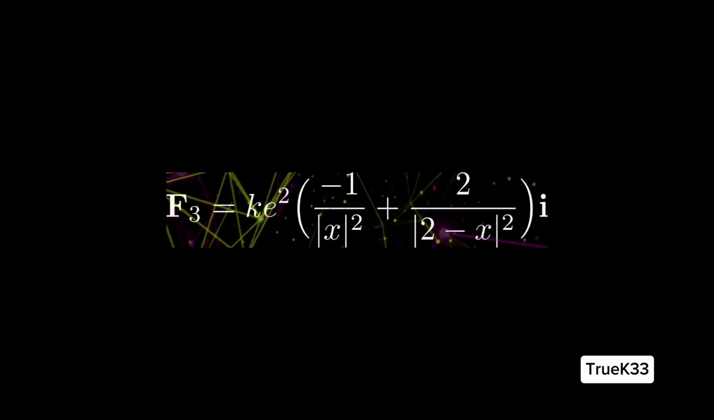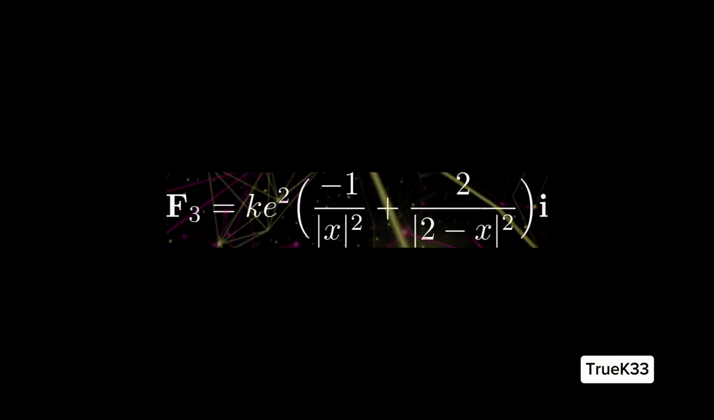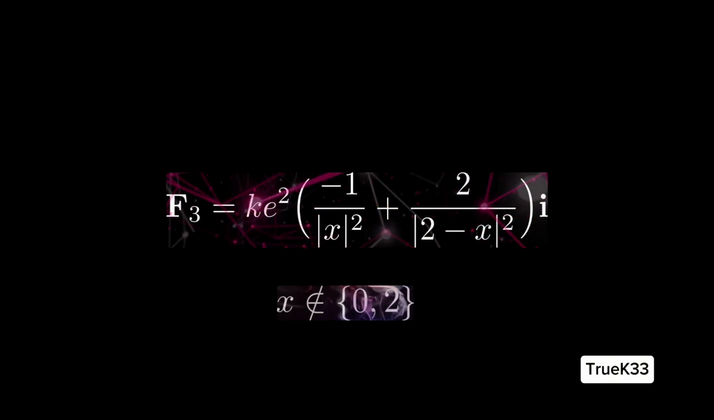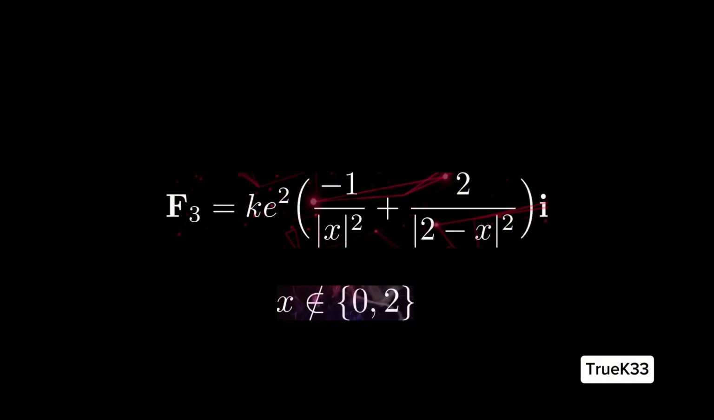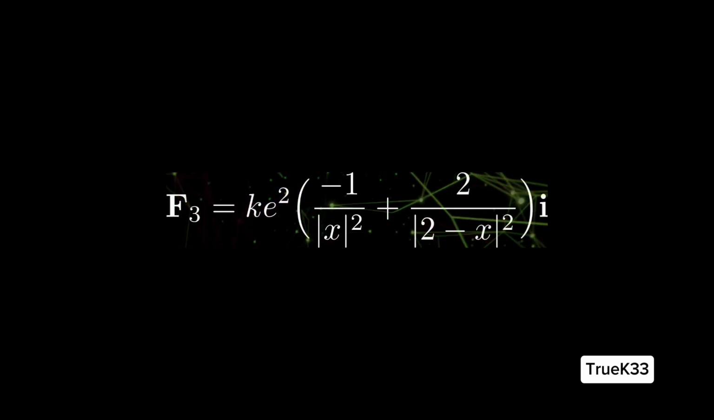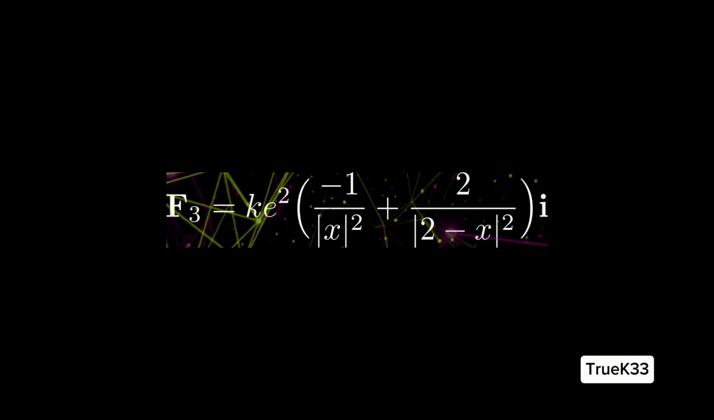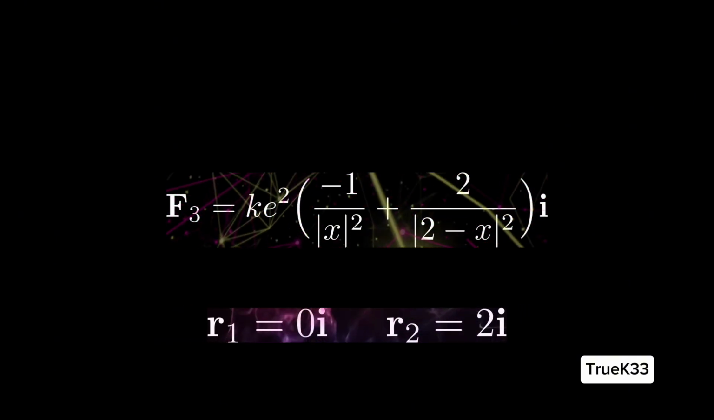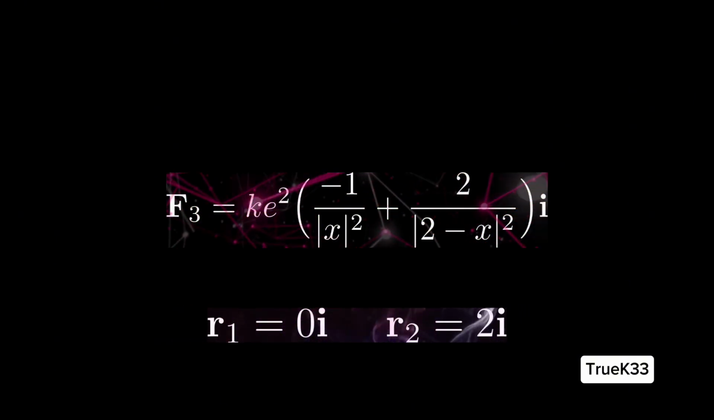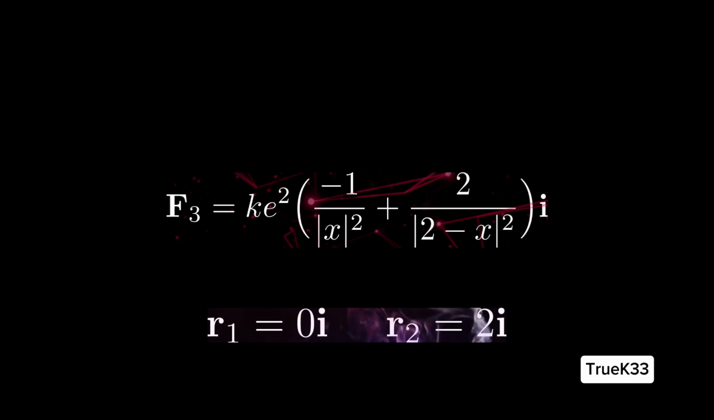If we examine the domain of this function f closely, we see that it is undefined at x equals 0 and x equals 2. Why does this happen? The answer is simple. Those x values represent the exact positions of charges Q1 and Q2, and it is physically impossible for Q3 to occupy those same coordinates.